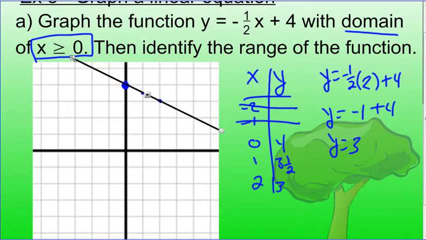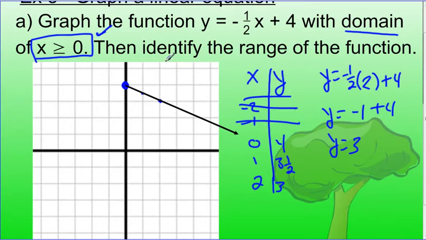So my line can't be over here. It actually has to start there, when the x value equals 0. But it can still extend this way forever and ever. It keeps going, even past our little grid space. Now the question asks us, first off, graph the function. We did. Check.